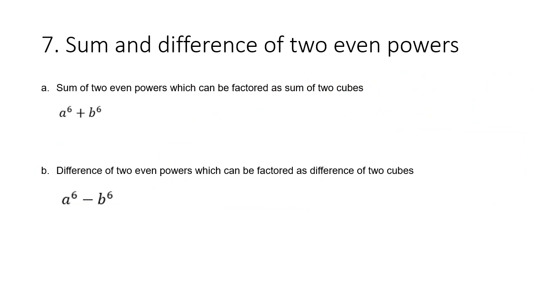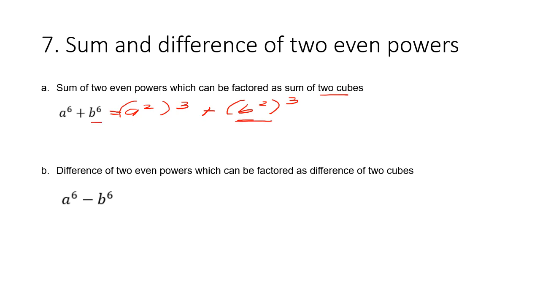So, let's have this one. Sum and difference of two even powers. The sum of two even powers which can be factored as a sum of two cubes, for example, here we have a raised to 6 plus b raised to 6. So we could rewrite it as a raised to 2, quantity cubed, which is still equal to a raised to 6, plus the quantity of b raised to 2, quantity raised to 3, which is still equal to b raised to 6.